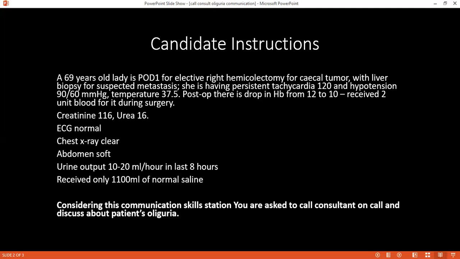Actually, I'm thinking the cause is dehydration. I think the patient is dehydrated because, regarding the fluid chart of the patient, she only received 1,100 milliliters of normal saline, and the urine output is about 10 to 20 milliliters only. There was loss of blood during the operation, but she received 2 units of blood. Okay, what plans of action will you suggest?